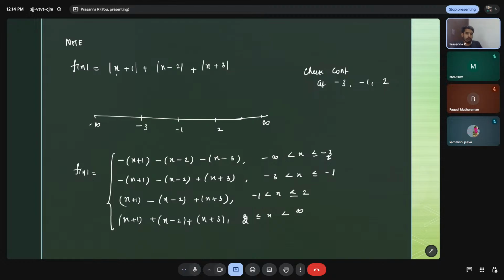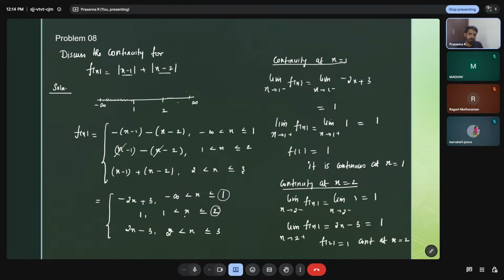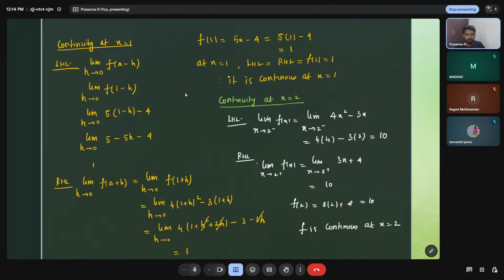Is it clear, right? So this is how to break a function involving modulus. If you break the function, then it is very easy to check continuity. So this one you have to understand. Is it clear up to now? Is it clear, everyone?